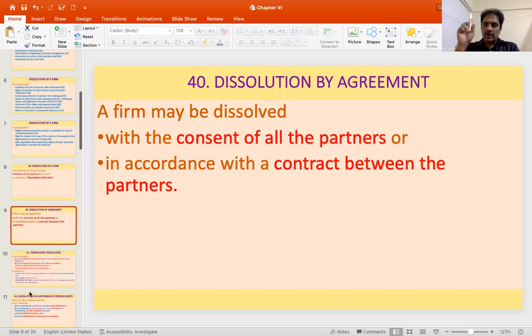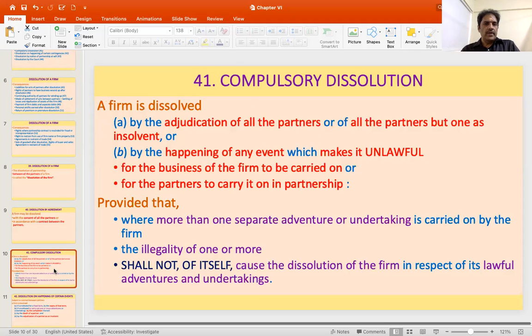So the original coming together of partners, if it is by agreement, going out can be by the agreement that they have initially done or subsequently based on the consent of all the partners. Then compulsory dissolution. So these are the instances where the dissolution of the firm becomes compulsory or absolutely essential.